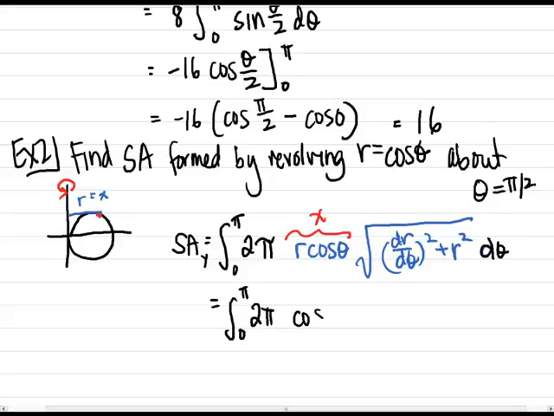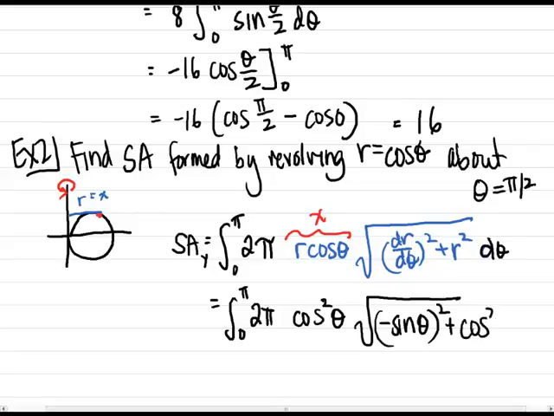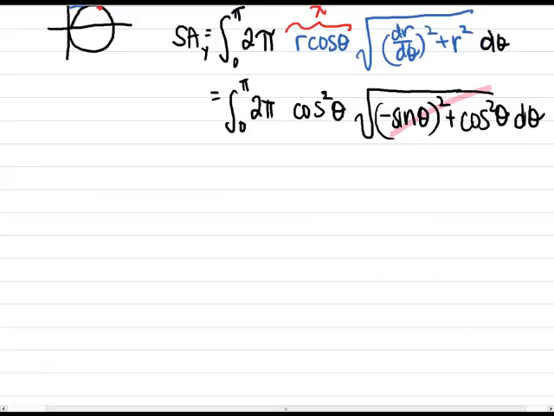Now let's plug in what we need. r is cosine theta, so times another cosine theta makes it squared. dr/d theta is negative sine theta, and r squared is cosine squared theta. This works out nicely. Our radical becomes a 1, so we just need to integrate a cosine squared. That's going to require our power reducing formula, 1 plus cosine 2 theta over 2.